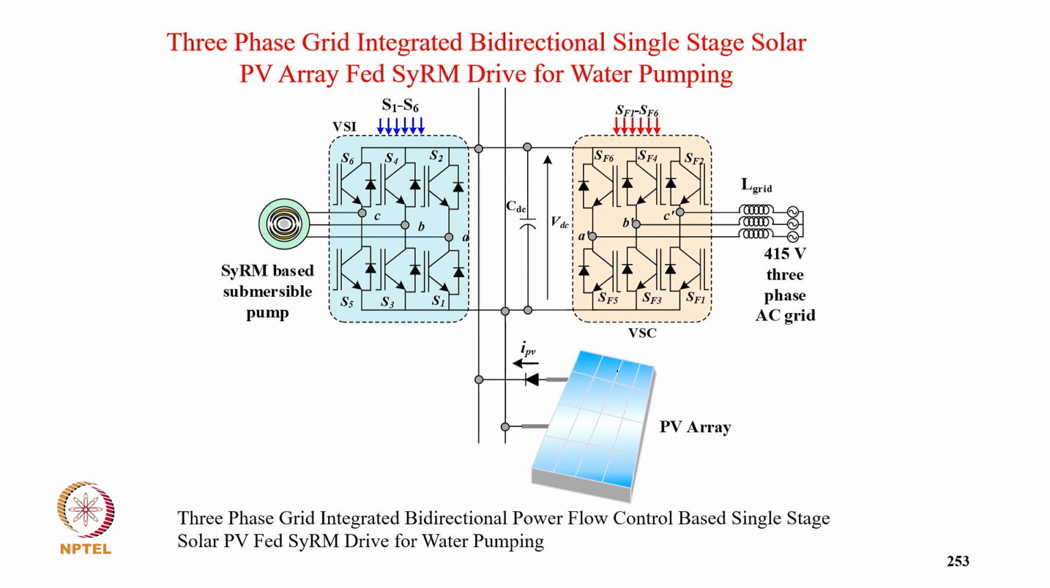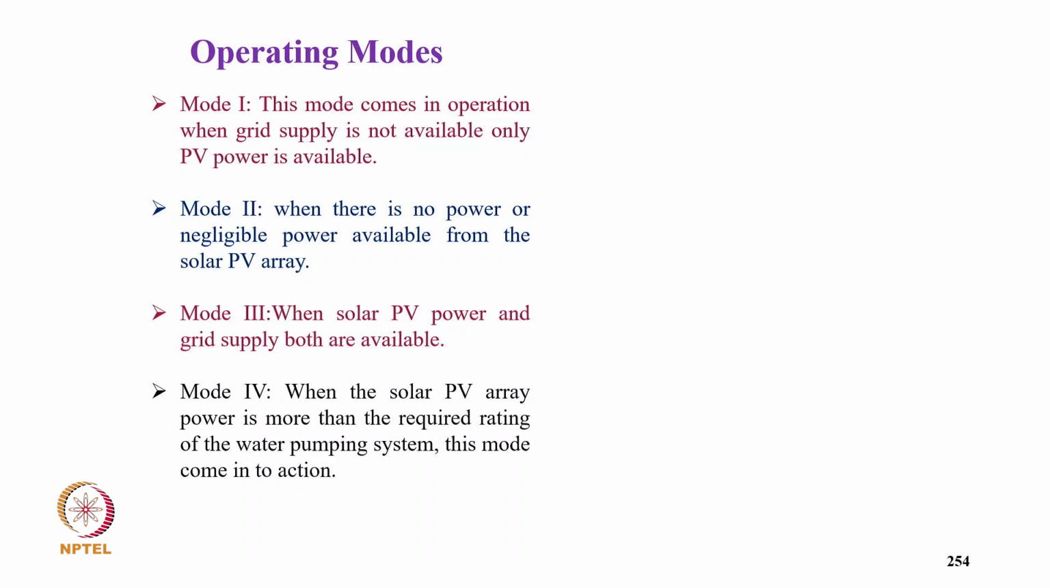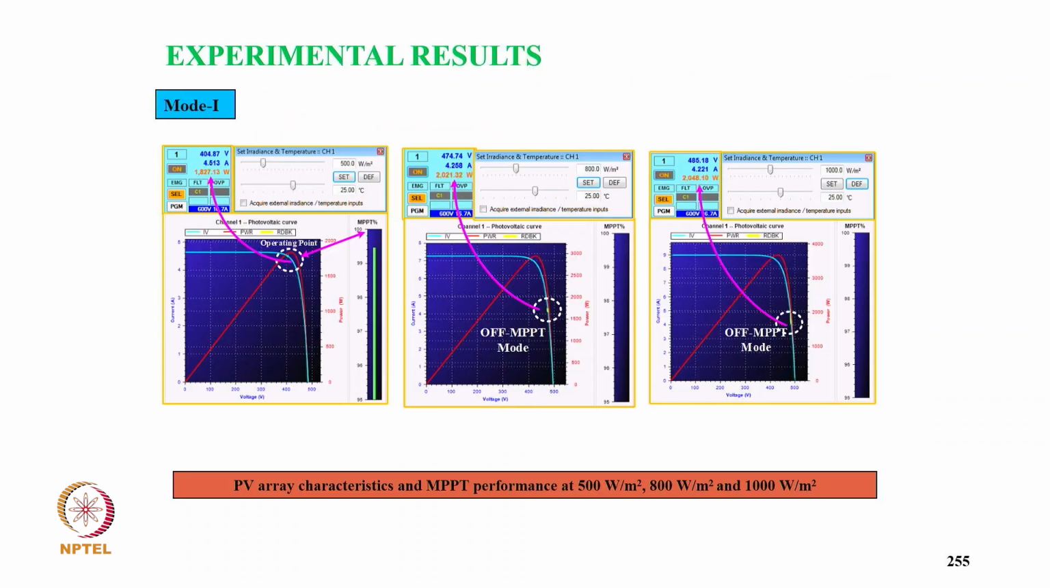Another case is single stage solar, and then a 3-phase grid with the bidirectional converter. So here also all 4 modes are there. Mode 1 is in operation when grid supply is not available and only PV is feeding. Second case, no solar, only grid is there. Third case is when both PV as well as grid power are available. And fourth is when you have solar power generation more than the pump requirement, so power is fed to the grid. And these are the parameters of the model.